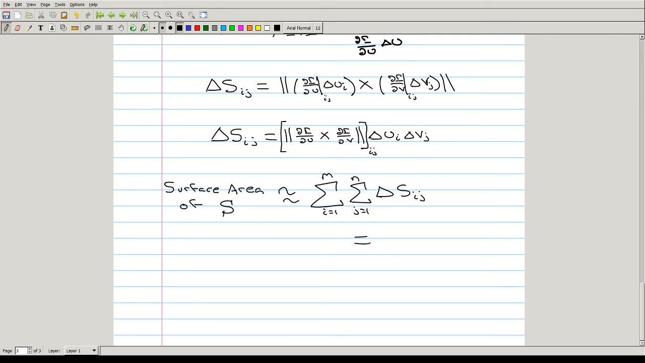Which, as we know, is now equal to the double summation of the magnitude of dr du cross dr dv times delta ui delta vj. And this expression is really nice because this is exactly the type of Riemann sum from, say, a calculus 2 or calculus 4 class, a multivariable calculus class.